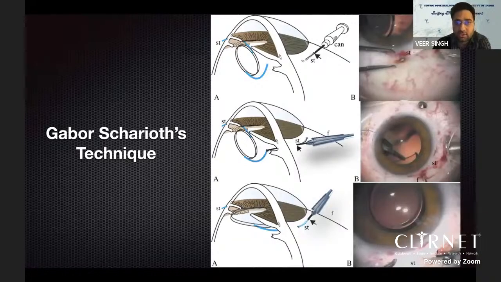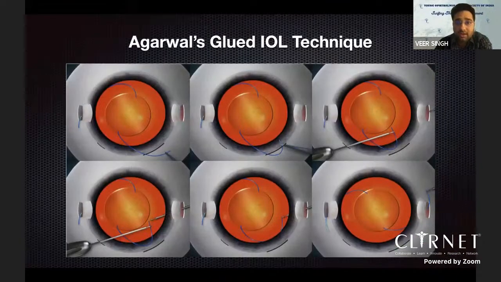Scharioth technique is nothing but using a 3-piece IOL. You create sclerotomies and scleral tunnels, externalize the haptics with the forceps, and either pull or push the haptics into the scleral tunnel without the use of any glue or any flaps. In Agarwal technique, they used scleral flaps, and at the edge of those flaps, they put these tunnels, externalize the haptics using forceps, and then tuck them into the tunnels and used fibrin glue to secure the flaps.